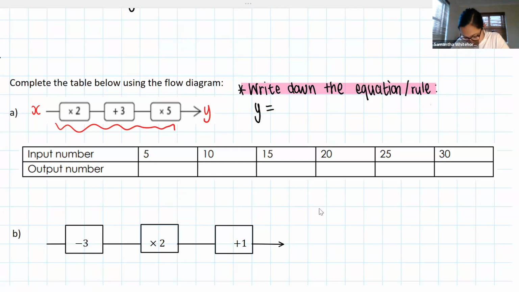I'm going to give you another minute, and then we'll have a look at what the equation should be. Nice, guys. And remember, if you're feeling stuck, go back to the last examples that we did. Those will help you in order to answer that.